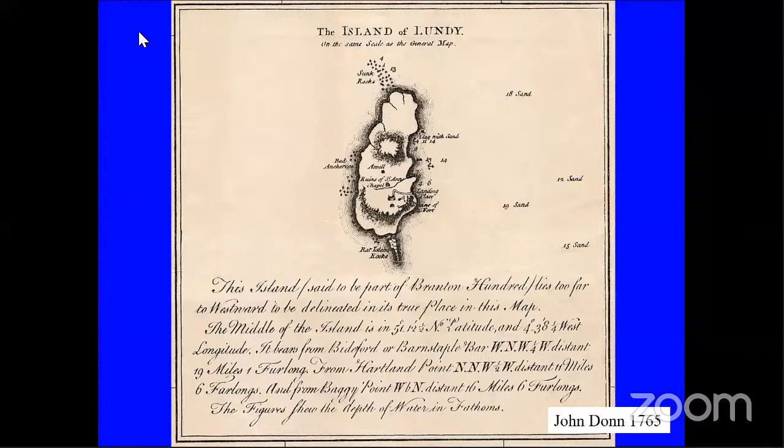One of the oldest images, of course, of Lundy Island is this one, 1765, the John Donne map. And when you look at this image, you think to yourself, that image is a map and doesn't look anything whatsoever like Lundy Island. Actually, it was an image not drawn for terrestrial use. It was drawn for the purposes of people going around the island, looking at the island from the sea. So that's why it's slightly different. If you look at it from the sea, it actually does work. Next slide, please, Michael.